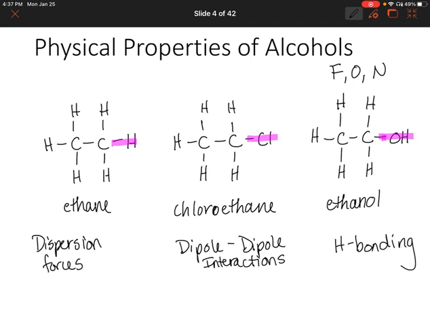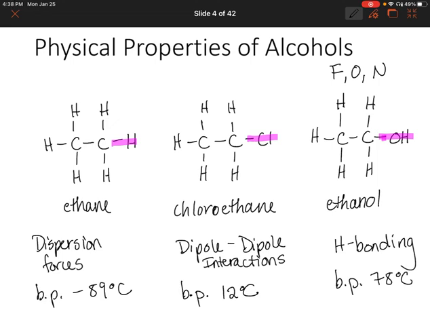And now that we know the types of intermolecular interactions that are going on for each molecule, which one would have the highest boiling point? Ethanol. So ethanol has a boiling point of 78 degrees Celsius. Chloroethane has a boiling point of 12 degrees Celsius. And then ethane has a boiling point of negative 89 degrees Celsius. So as those intermolecular forces get stronger and stronger, the boiling point goes up. So just a bit of a reminder of some physical properties here for alcohols compared to other molecules.